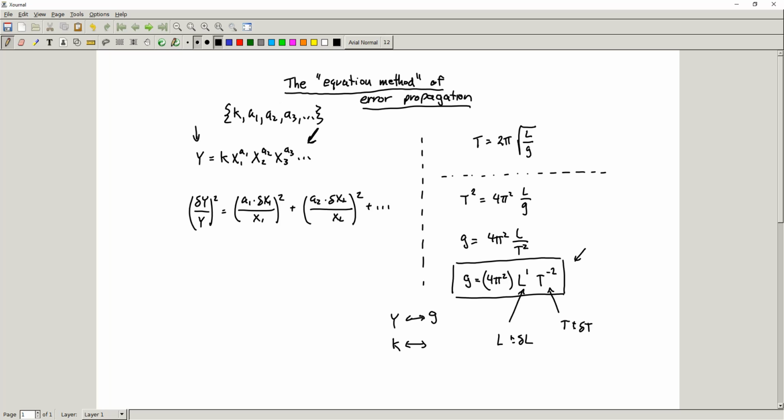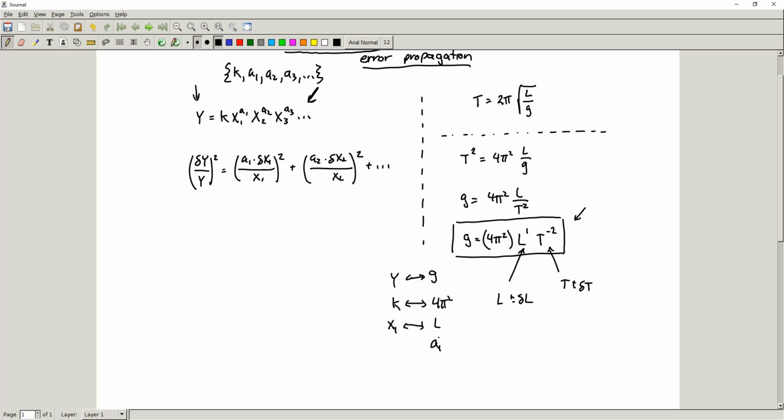These are all constants, right? So k is just some constant, and in our equation for G here, we do have a constant. We have this 4 pi squared. That's a constant, right? And so that's going to be our constant. We also have L on this side, and L we can just designate that's what x1 is. But if L is x1, then A1, the power of L on this side, would just be 1, right? We're just looking at the power to which L is raised, right? So we have a 1 there.